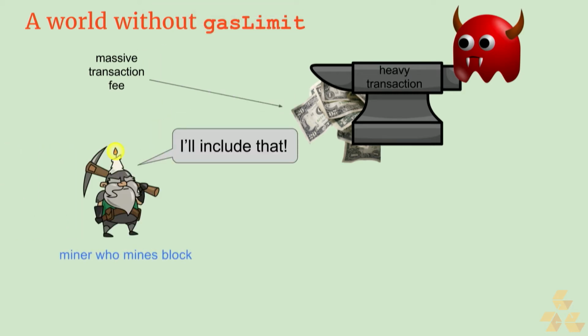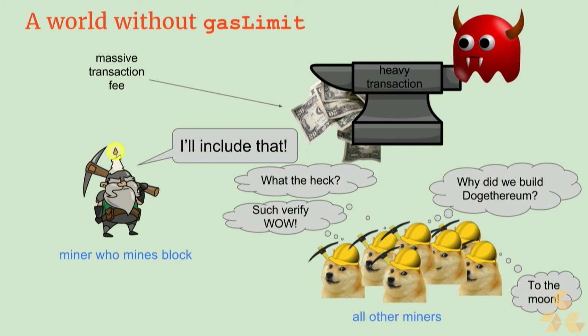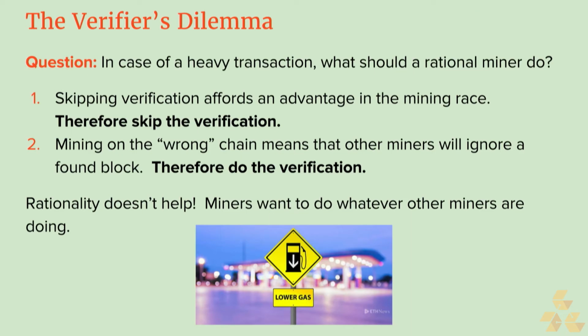So of course, a miner will show up and say, sure, I'll include that. He's happy with the transaction fee. But the other miners on the network get totally confused. They don't even know what to do. So the question is, why are they so confused, right? Let me see if I can make us less confused about their confusion. So the verifier's dilemma. What is the verifier's dilemma?